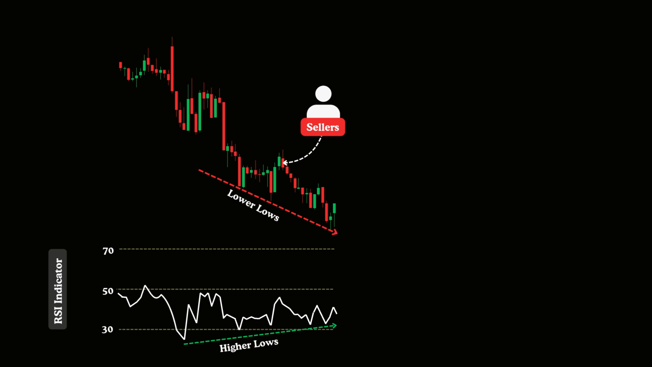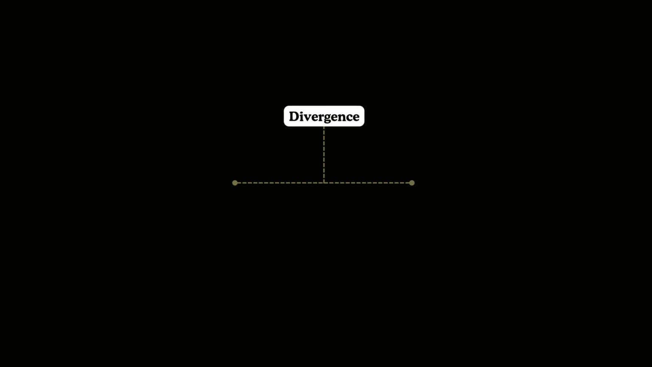On the other hand, if the RSI is trending upwards while the price is falling, it indicates that the market's relative strength is increasing rather than decreasing, which is a bullish signal. This mismatch is known as divergence. We can use this divergence to identify potential price reversals on any chart. There are primarily two types of divergence in any market condition. Number one is bullish divergence, and number two is bearish divergence.